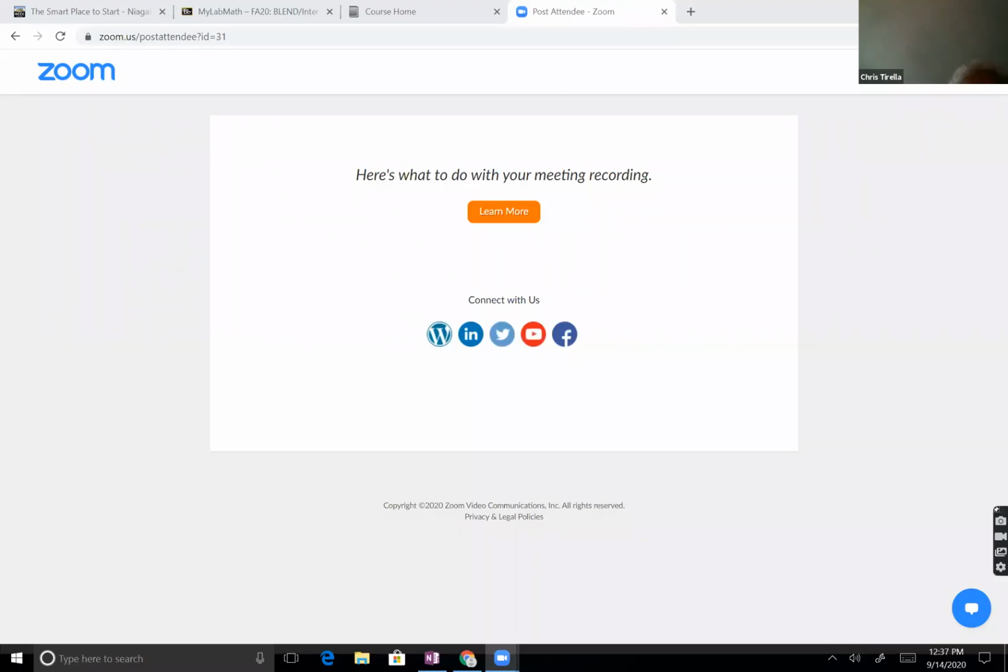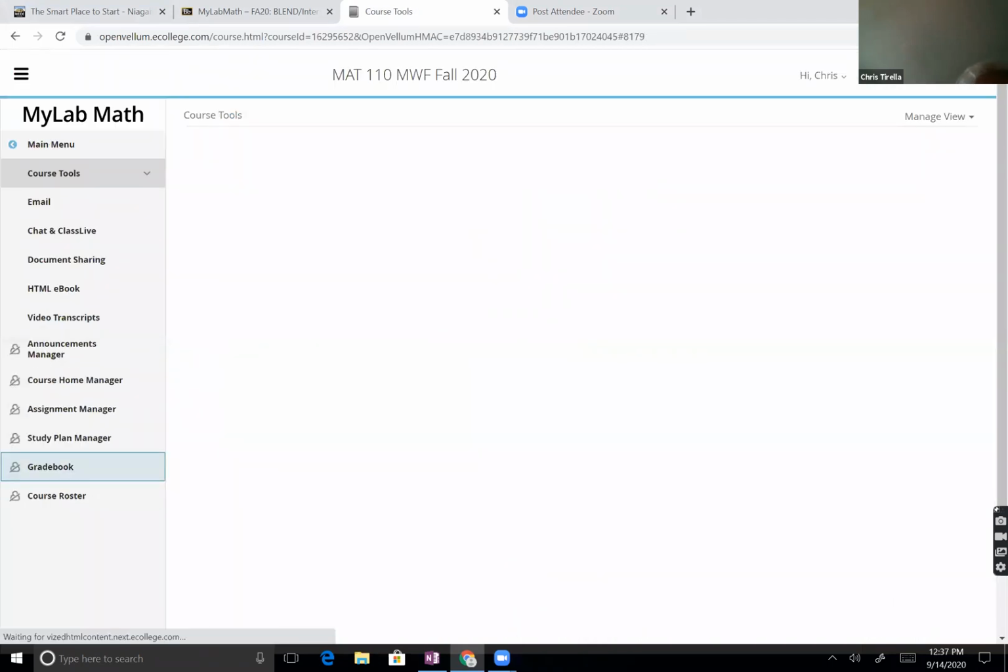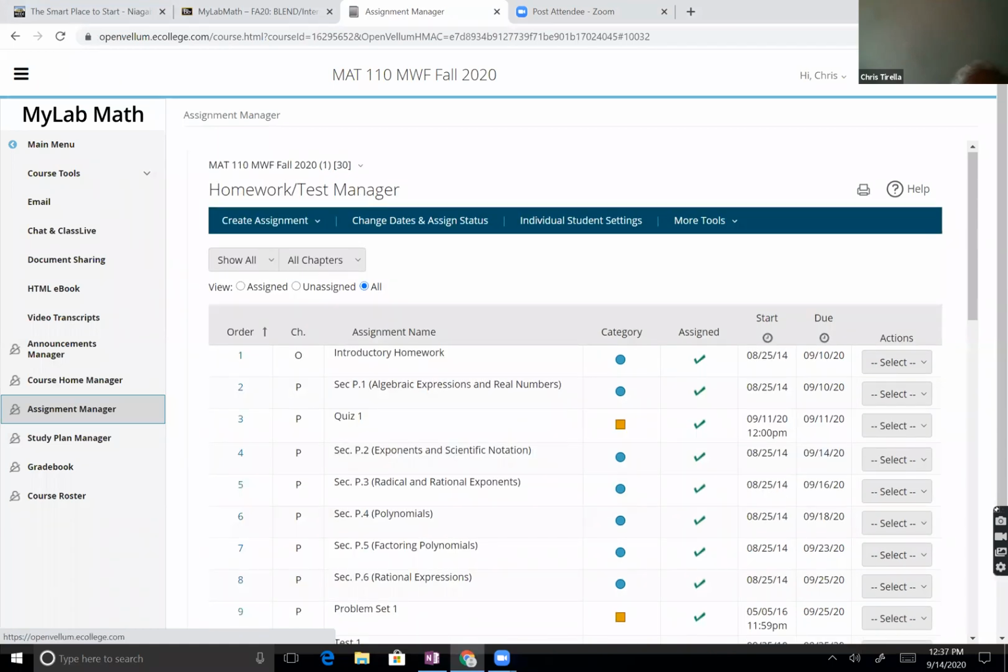And I'm going to share my screen, and I'm going to open the chat, and I'm going to go into my math lab. And in my math lab, I'm going to go to the assignment manager. And in the assignment manager, I'm going to start by opening that quiz.